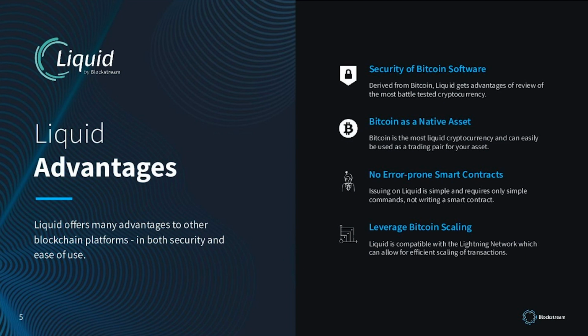Liquid also allows you to issue an asset without having to create a smart contract. And this is something that's very dangerous when issuing an asset on other platforms. When you have smart contracts that are complex, there's the possibility that mistakes can be made. And when a mistake is made on a smart contract, it's deployed in the wild, and there's not really much you can do to fix it. So we've seen several buggy smart contracts on Ethereum.